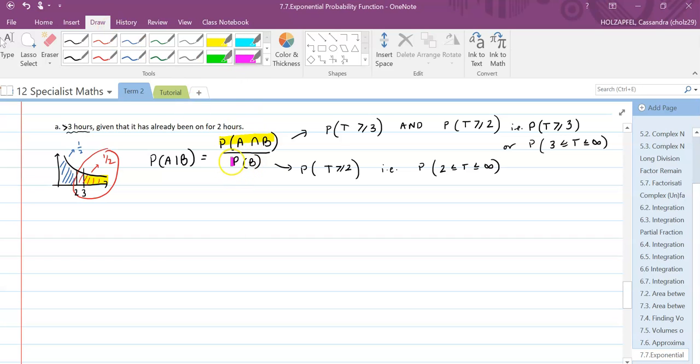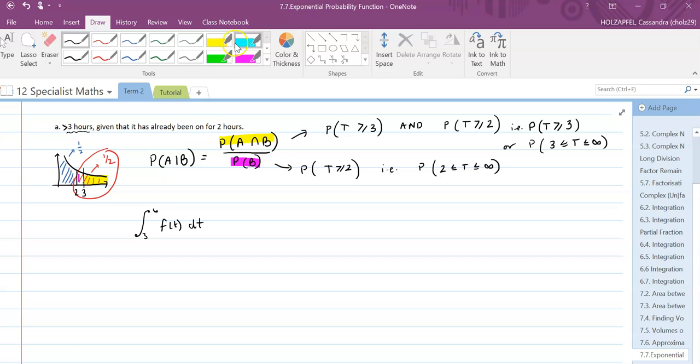If I highlight this part in purple, this is equivalent to that entire area under the graph, including that entire area that was originally in red. That's just the probability that t is greater than or equal to 2 hours, so from 2 to infinity. So let's go ahead and calculate these values. This first one here in yellow is the integral from 3 to infinity of our original function with respect to t.